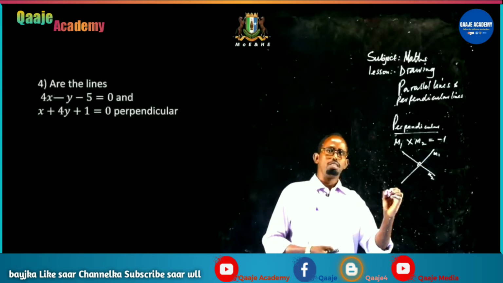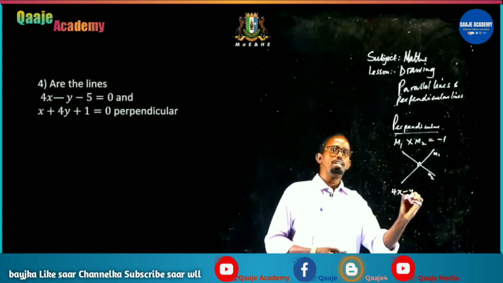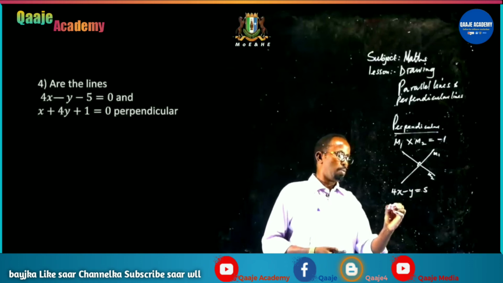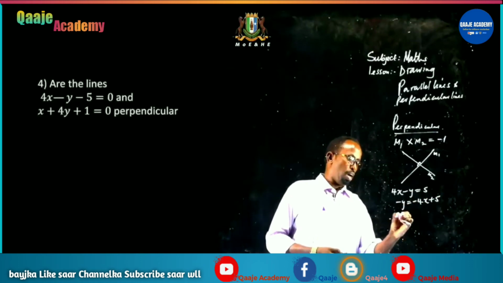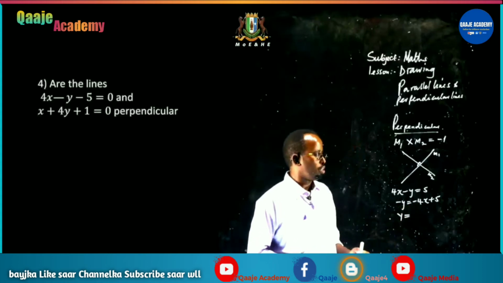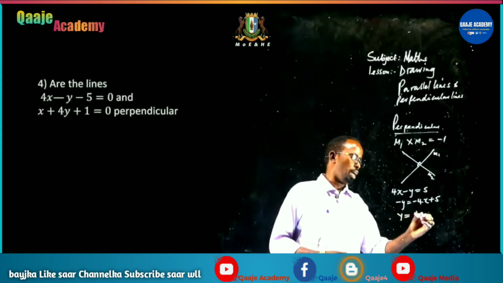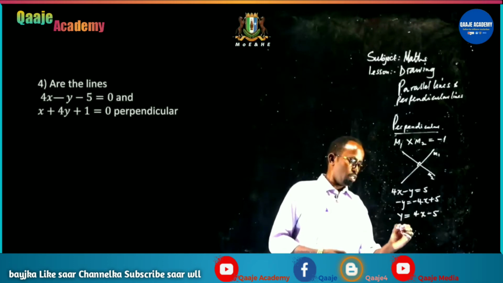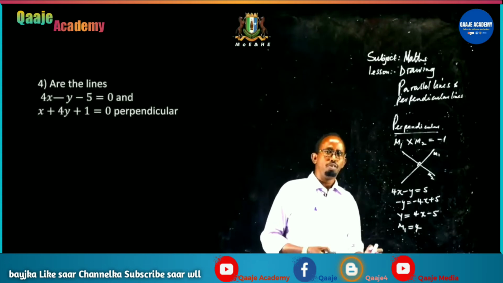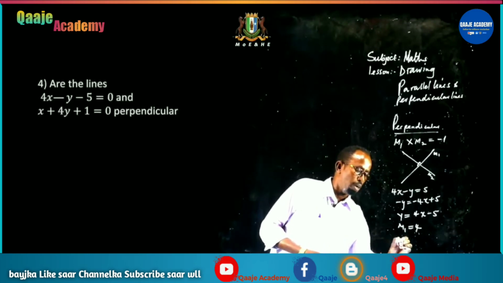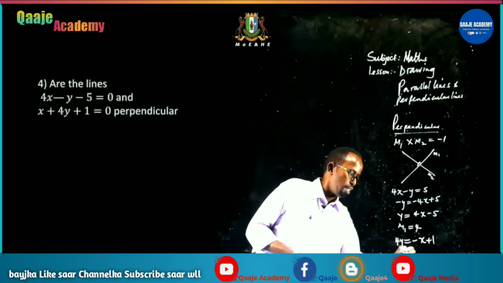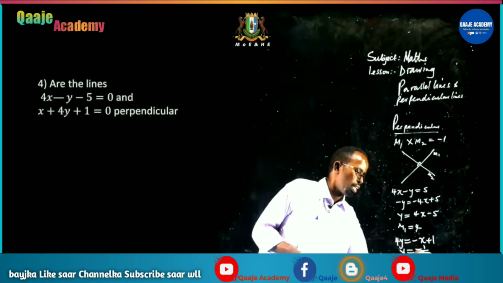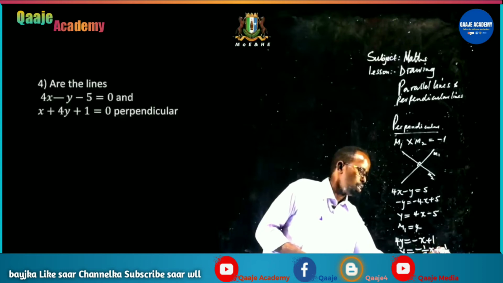So let's see, 4x minus y is equal to 5. Minus y will be equal to minus 4x plus 5. Therefore, you divide all sides by negative, and y will be equal to 4x minus 5. So m1 is 4. And for m2, you make y the subject: 4y will be equal to minus x plus 1. And y will be equal to minus 1 over 4 x plus 1 over 4.